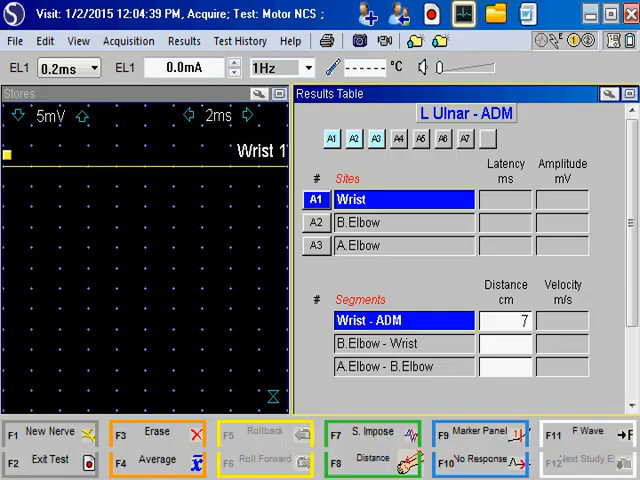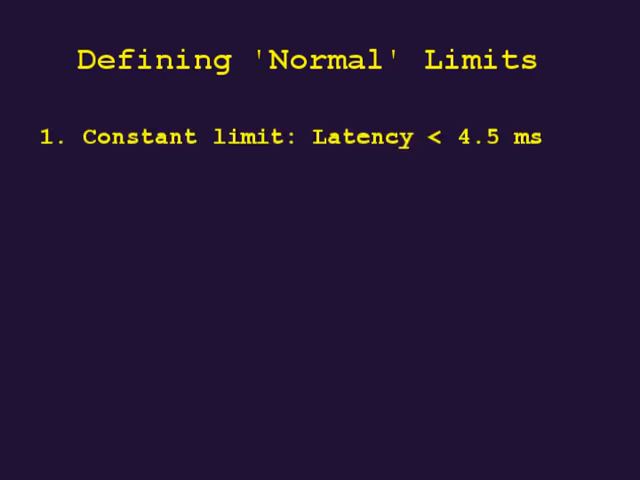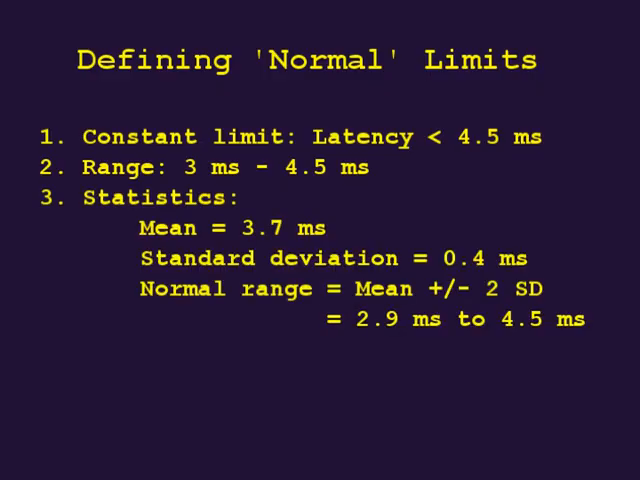The normal values can be defined in many different ways. A simple strategy is to define the upper limit or the lower limit. Another strategy is to define the range, which includes an upper as well as lower limit. A third strategy is to define normal values based upon the mean value and standard deviation measurements made from healthy subjects.